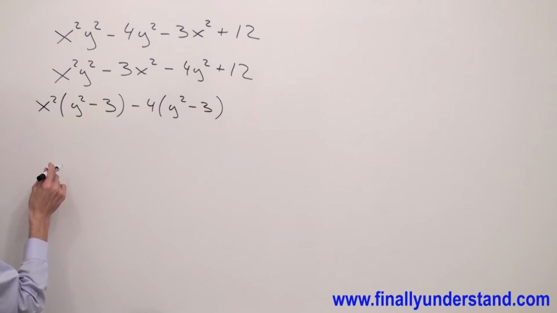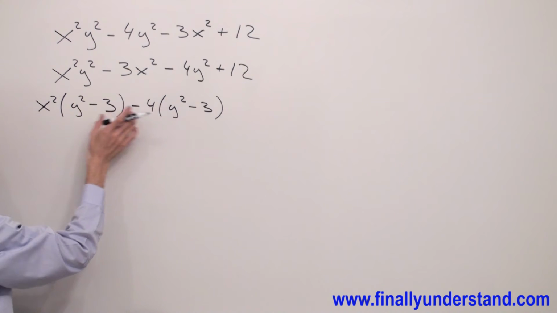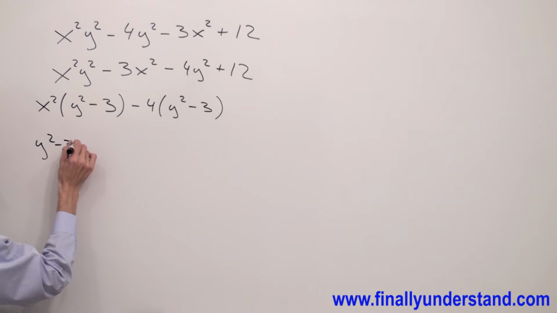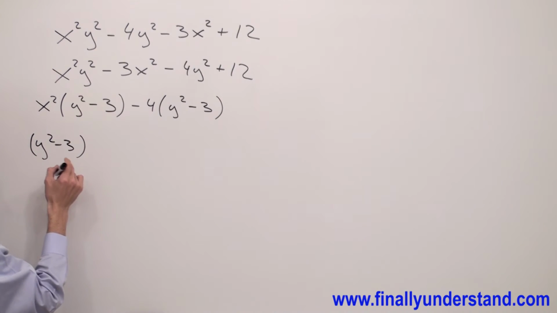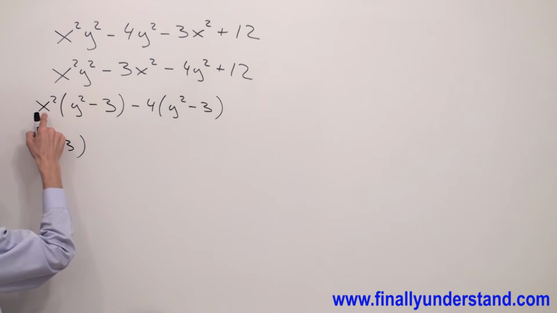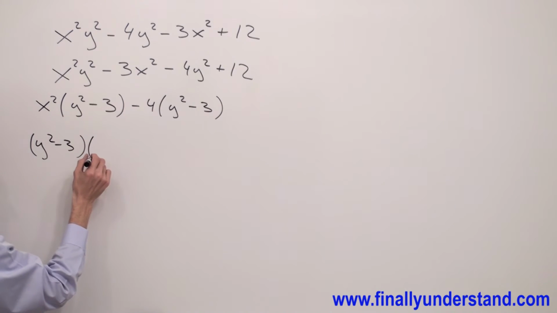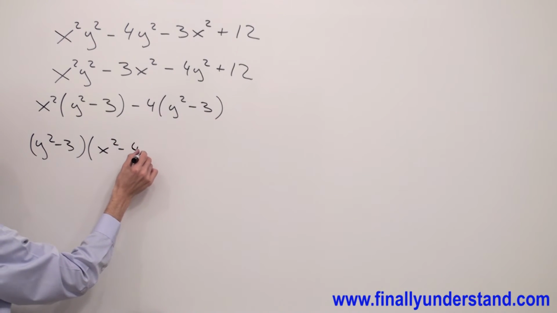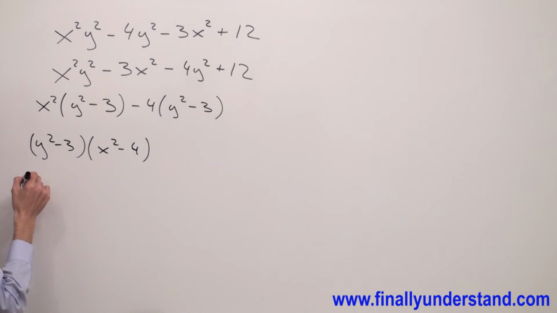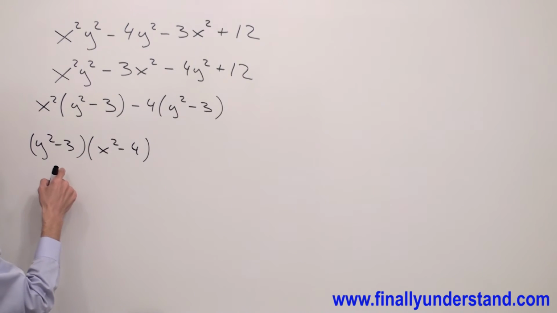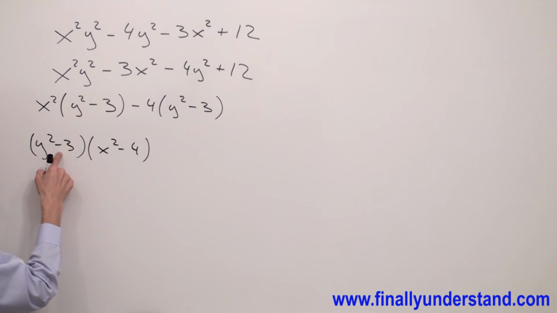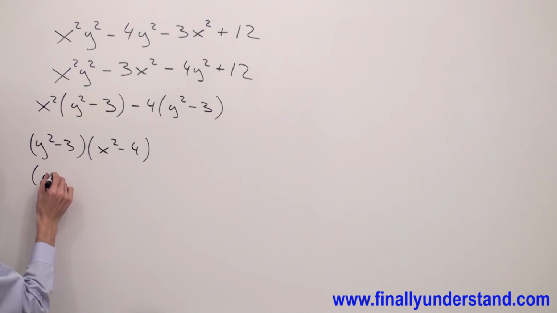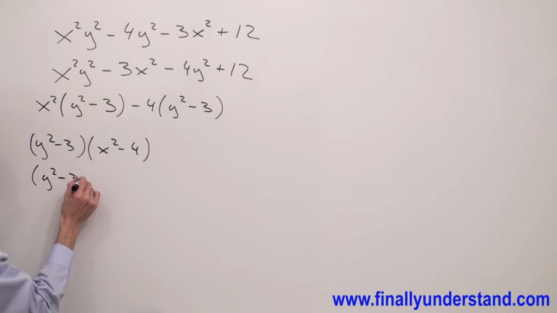Now take a look. We have common factor in these two terms. That's why I'm going to factorize the common factor, and I'm going to write y squared minus 3. And inside of the parentheses I'm going to write everything whatever left over here. Okay, so I'm going to have x squared minus 4. We have two differences, okay, but we're not going to touch this one because 3 is not the perfect square. That's why we don't touch it. I'm going to just simply copy this down, y squared minus 3.